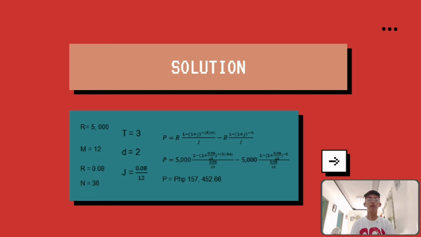Substituting the values we have, P = 5,000 times (1 minus (1 + 0.08 over 12) raised to negative (2 + 36)) over 0.08 over 12, minus 5,000 times (1 minus (1 + 0.08 over 12) raised to negative 2) over 0.08 over 12. Using a calculator, the final answer will be 157,452 pesos and 66 centavos.